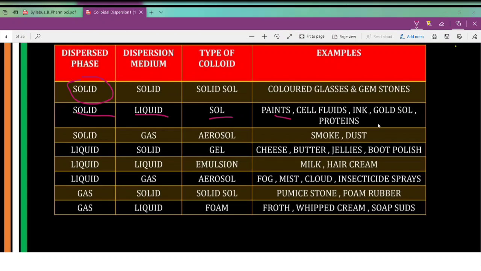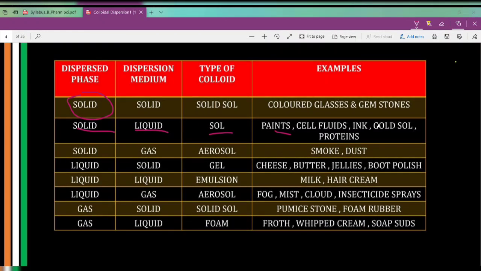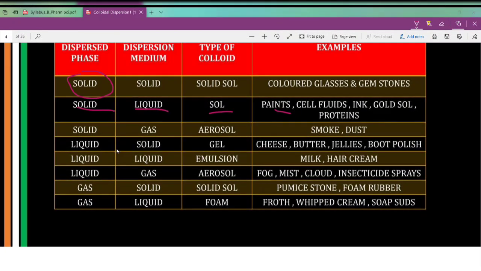After that, another very popular and common terminology is aerosol. There is a separate chapter for aerosol, and in aerosol the phase is solid and the medium is gas. Got my point? The examples are smoke and dust, the common examples of aerosol. And write that liquid in solid is gel: cheese, butter, jellies, boot polish.